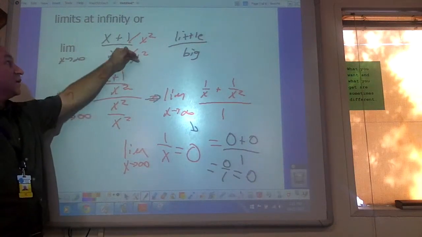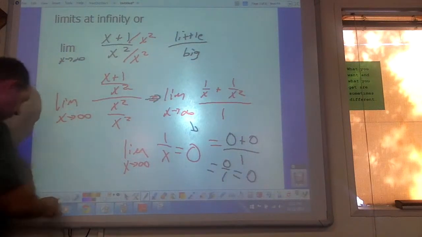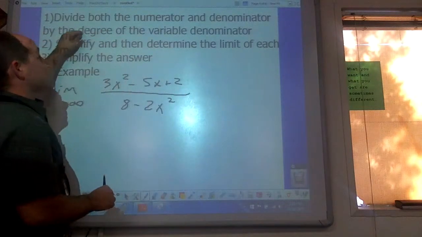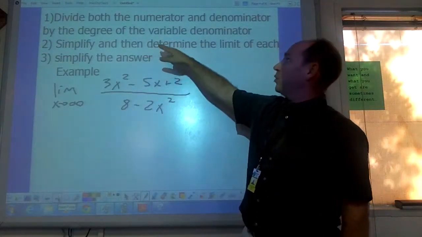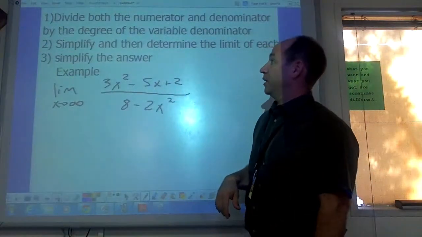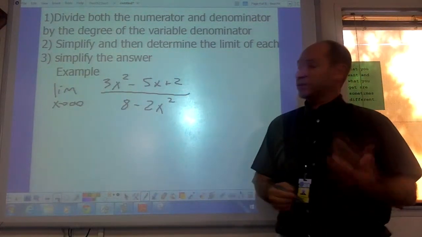And that makes sense because the denominator had more power, so it'll level off at 0. Because I'm in a hurry, here we go. We take a look at this. How do we do this? You want to read this. Let's say it real quick. You divide both the numerator and the denominator by the degree of the denominator, so the highest power of the denominator. Simplify, and then determine the limit of each, and then simplify those answers.